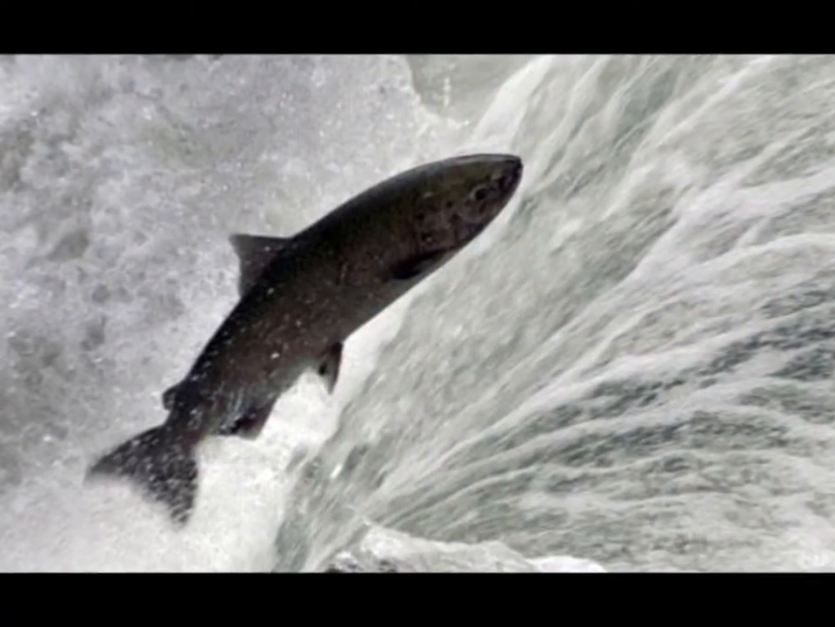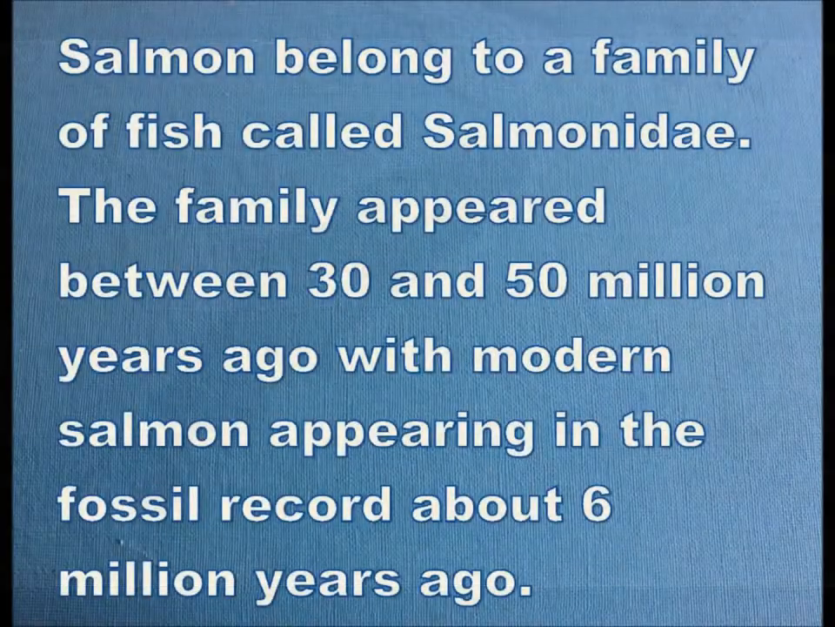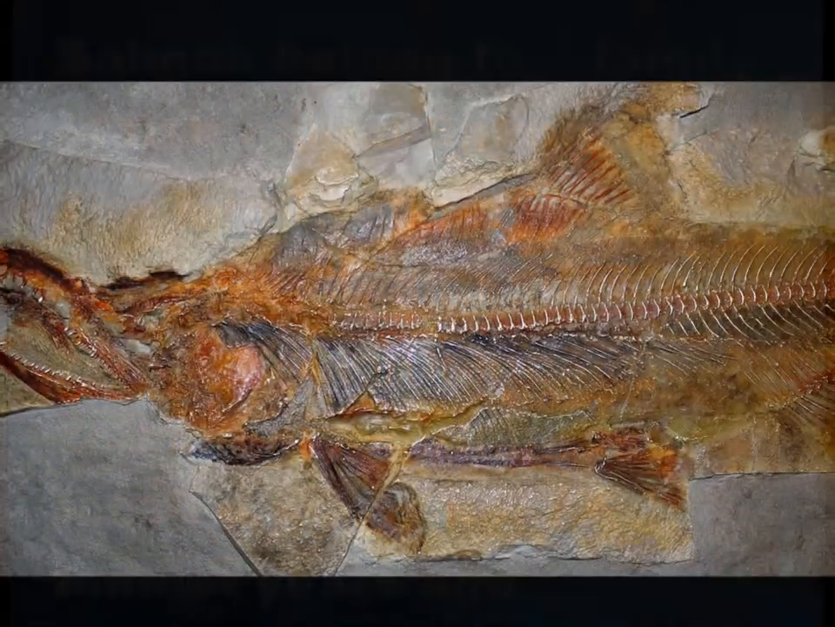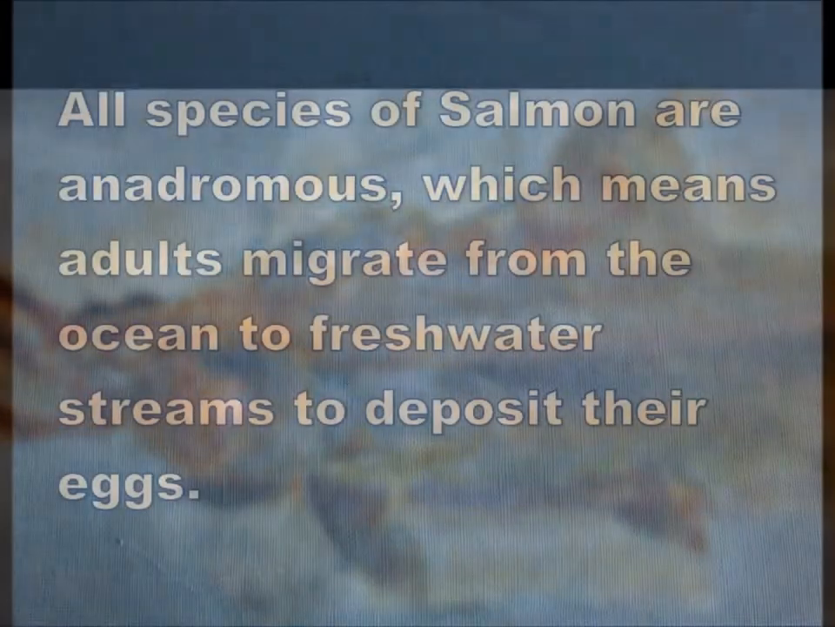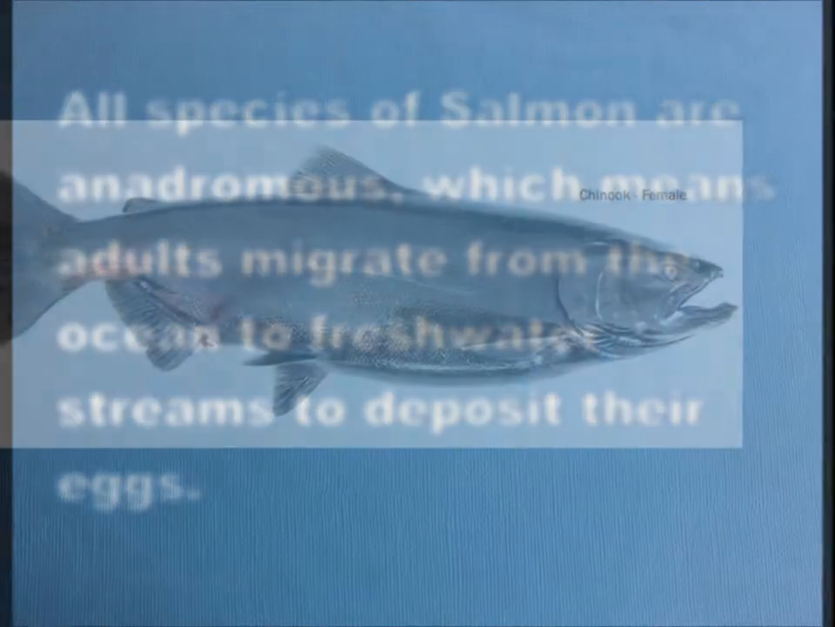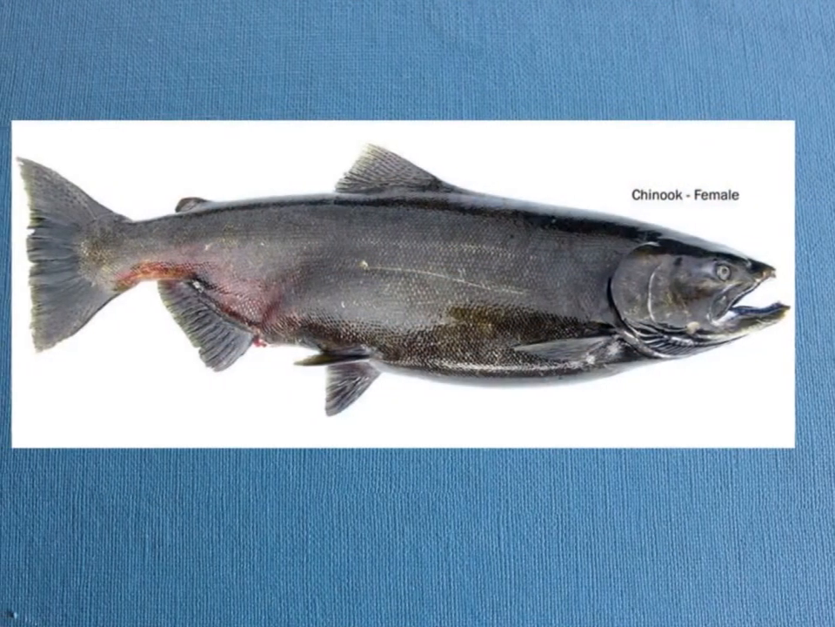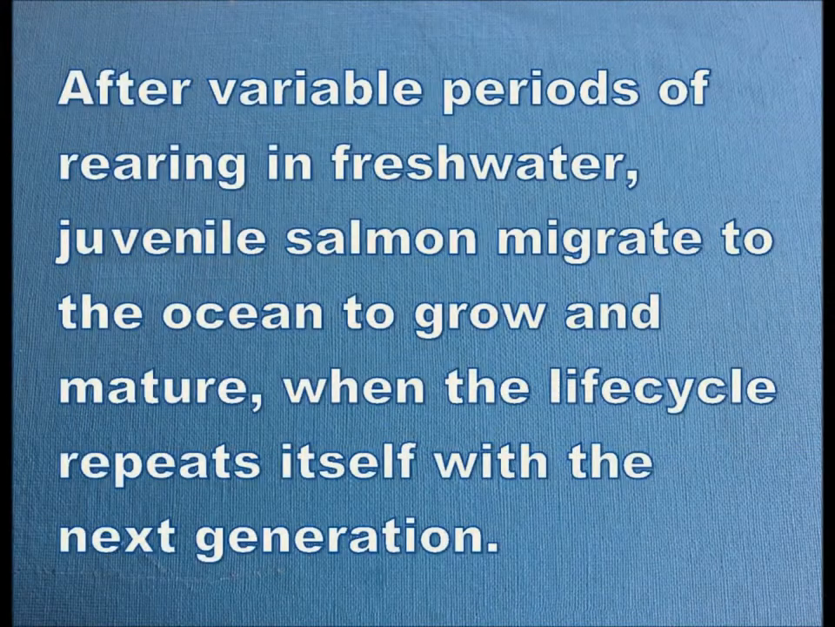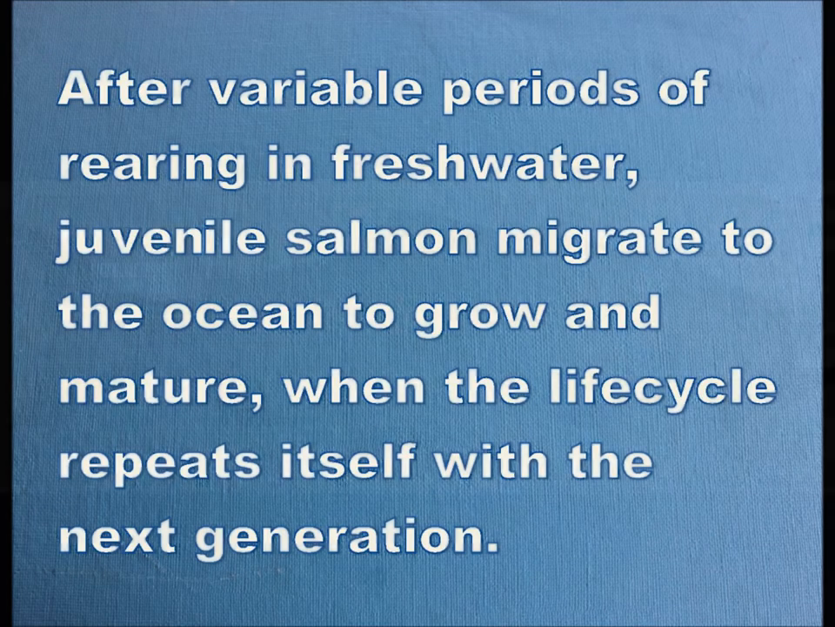Salmon belong to a family of fish called Salmonidae. The family appeared between 30 and 50 million years ago, with modern salmon appearing in the fossil record about 6 million years ago. All species of salmon are anadromous, which means adults migrate from the ocean to freshwater streams to deposit their eggs. After variable periods of rearing in fresh water, juvenile salmon migrate to the ocean to grow and mature, when the lifestyle repeats itself with the next generation.